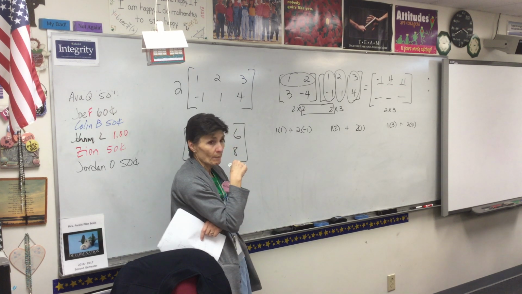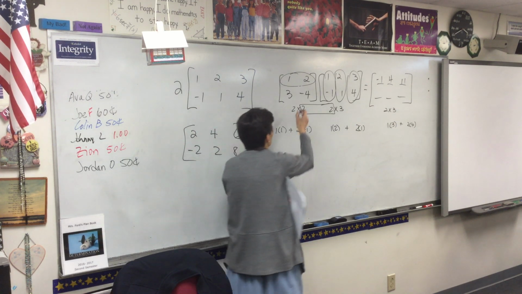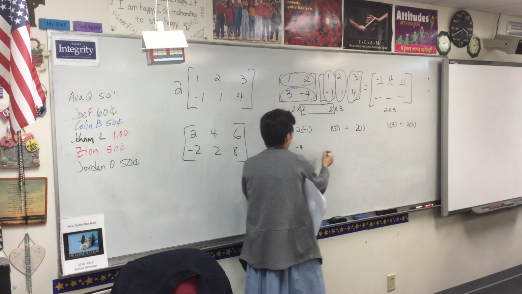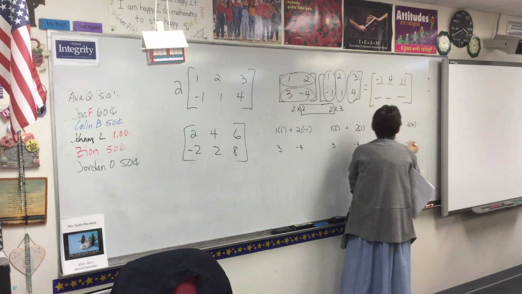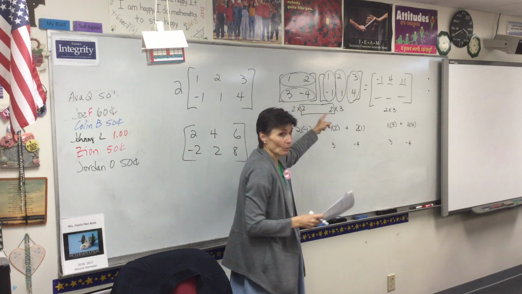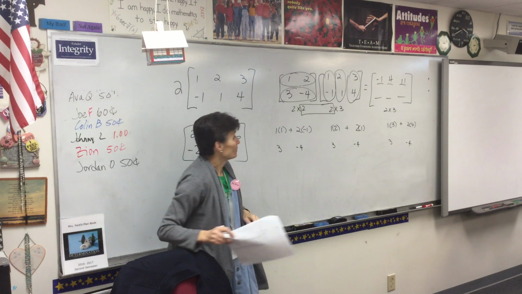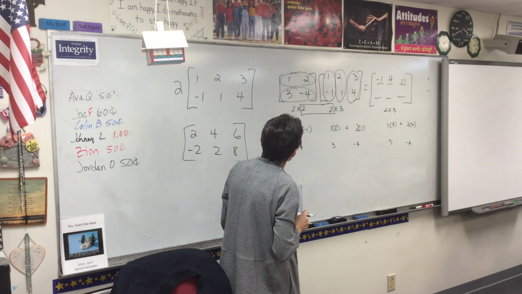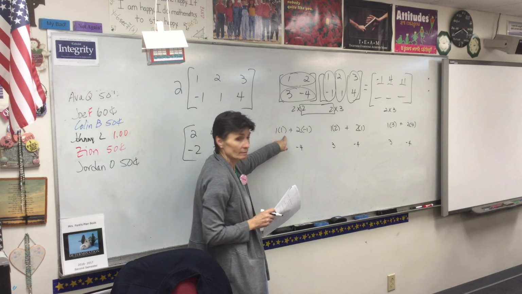Now once I get the whole top row done, then I'm going to move to the bottom row. So now I'm going to use the 3 and the negative 4 over and over and over again because I have to use that row if I am in the bottom. For the first one, I got negative 2. What's 1 times 1? Oh, never mind. I got it.